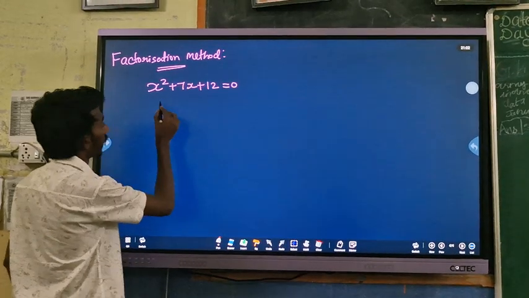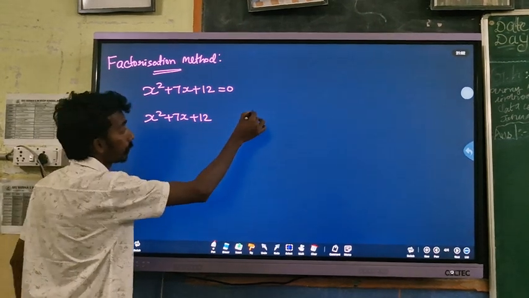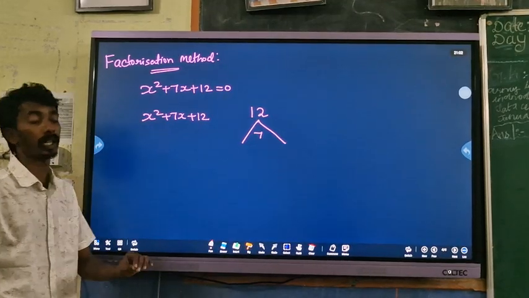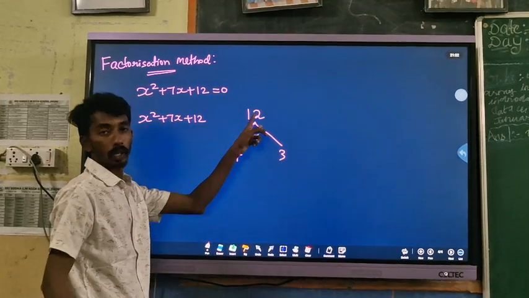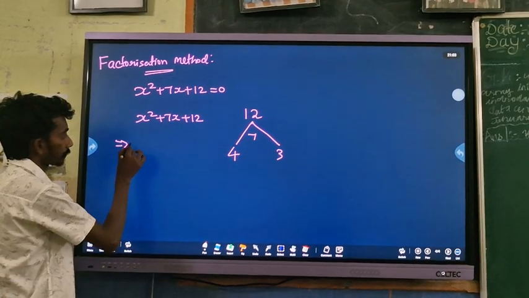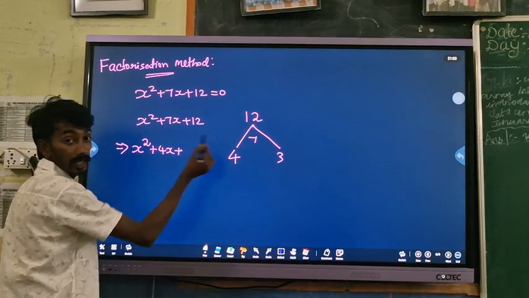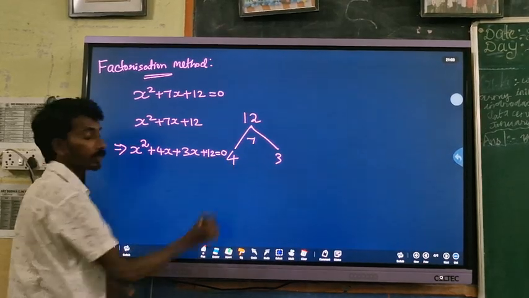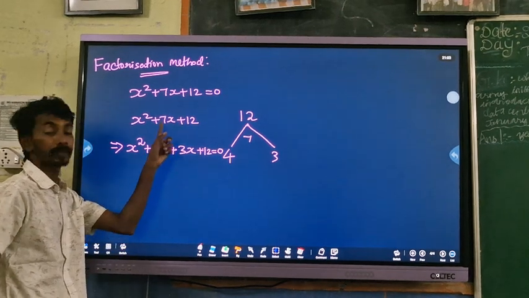First of all, we have x square plus 7x plus 12. When we multiply we have to get 12, and when we add we have to get 7. What are the options we have? If we take 4 and 3, 4 threes are 12, and 4 plus 3 is 7. So we can write x square plus 4x plus 3x plus 12 equal to 0. When we multiply 4 into 3 we get 12, and when we add 4x plus 3x we get 7x.